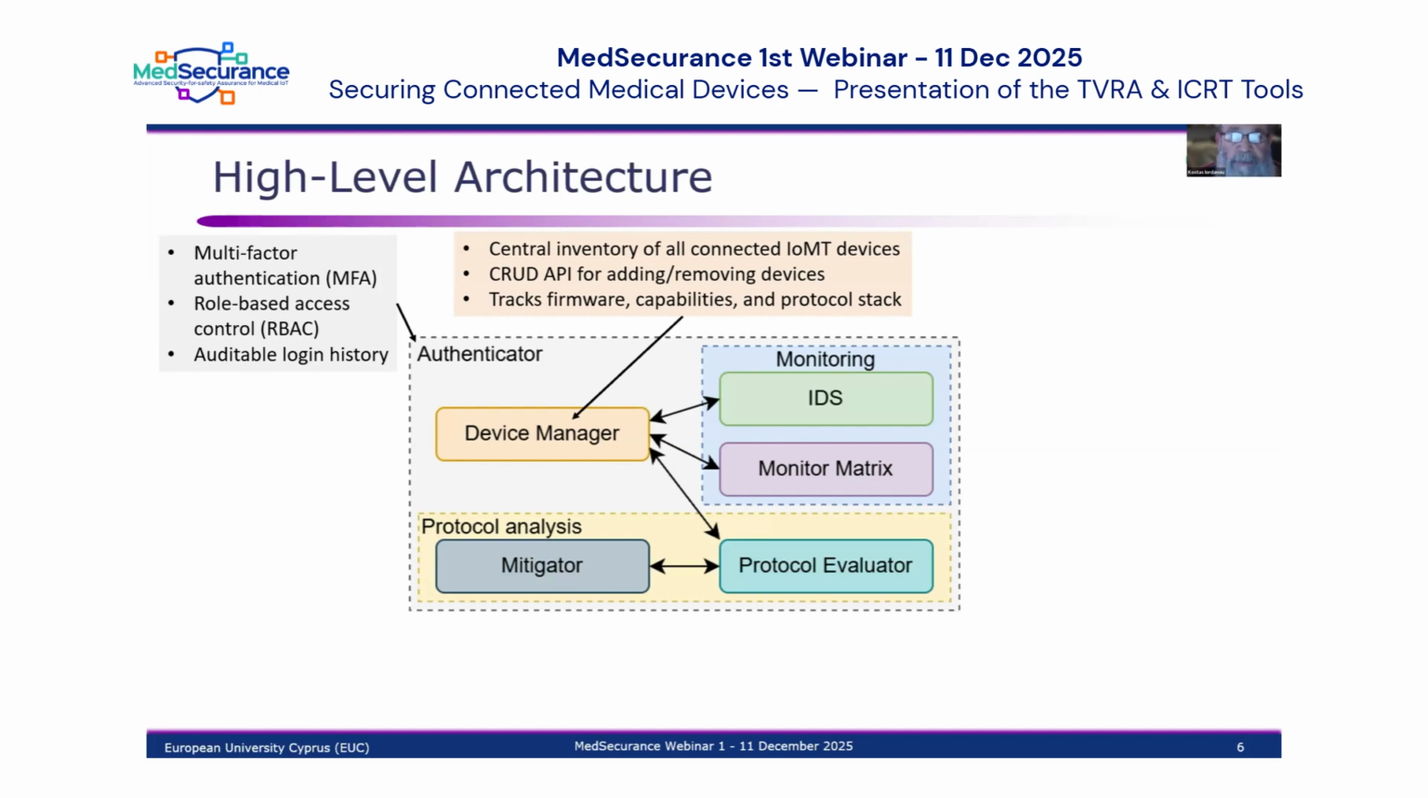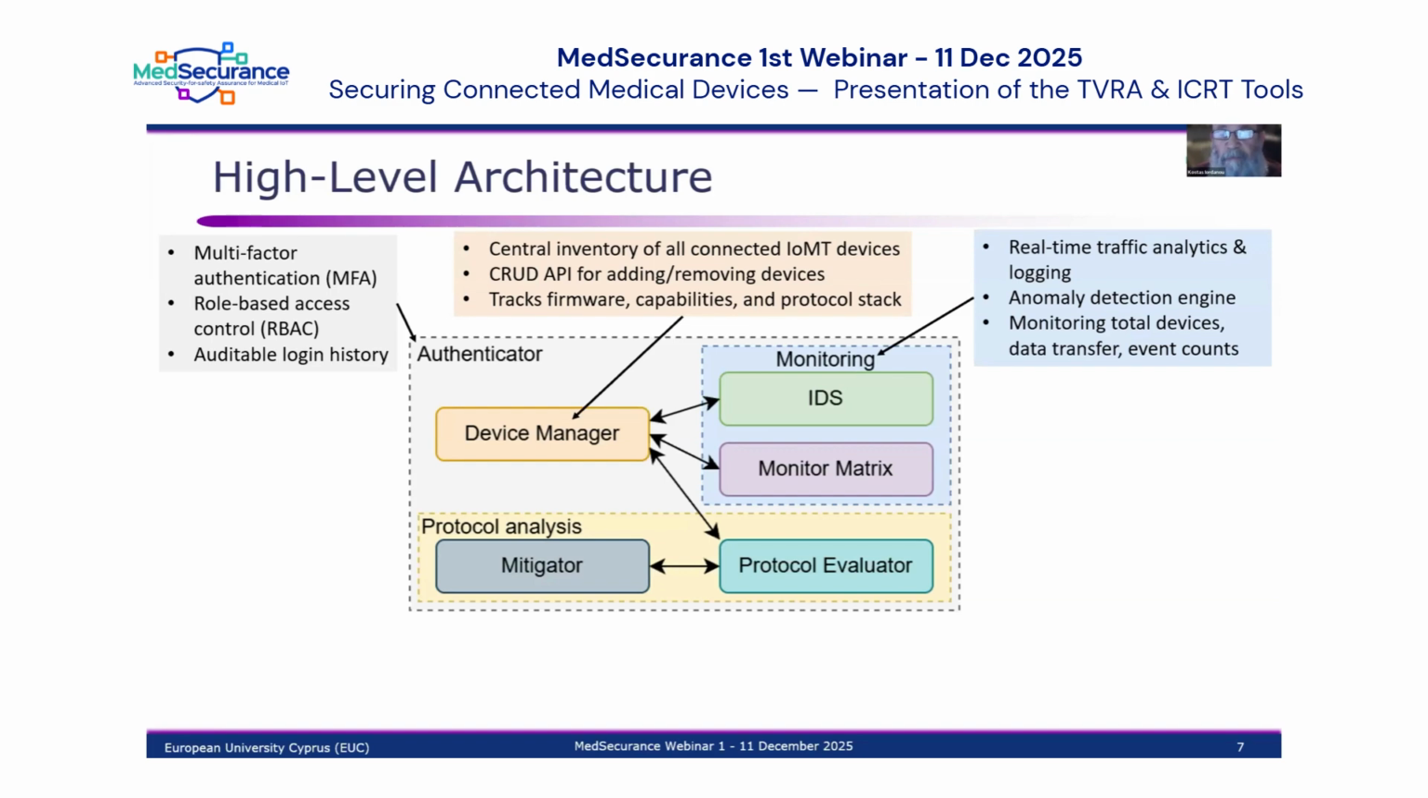Then the second tool is the device manager. It's a central inventory of all the connected IoMT devices within a network that the user can define. It provides a CRUD API for adding, removing, updating, and deleting devices within the different networks, and also tracks firmware capabilities and protocol stacks of the different devices that the users define in the device manager.